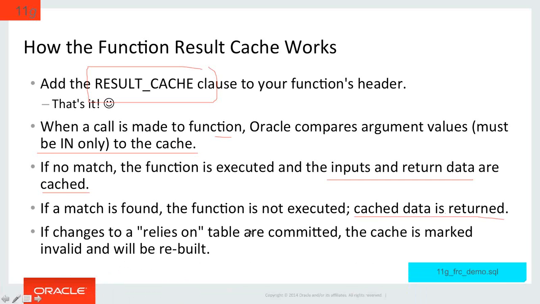Finally, if changes are made to a table on which that cache relies, and this is something that as of 11.2, Oracle figures out for you automatically, the cache is marked invalid and must be rebuilt, or your application will rebuild it as rows are retrieved. Oracle doesn't refresh the result cache. It simply wipes out the rows that have been accumulated. So let's take a look at some code. And again, these are the same scripts you can get in the demo zip.